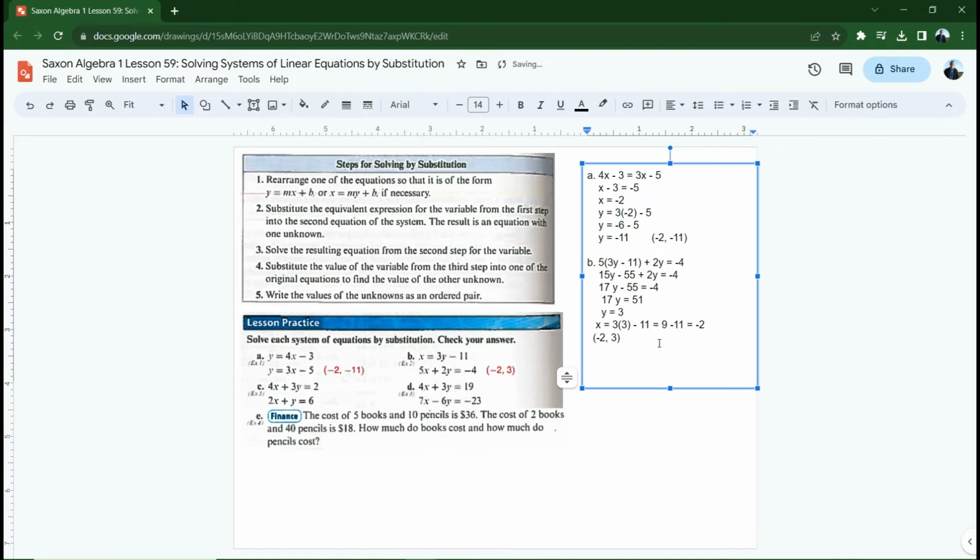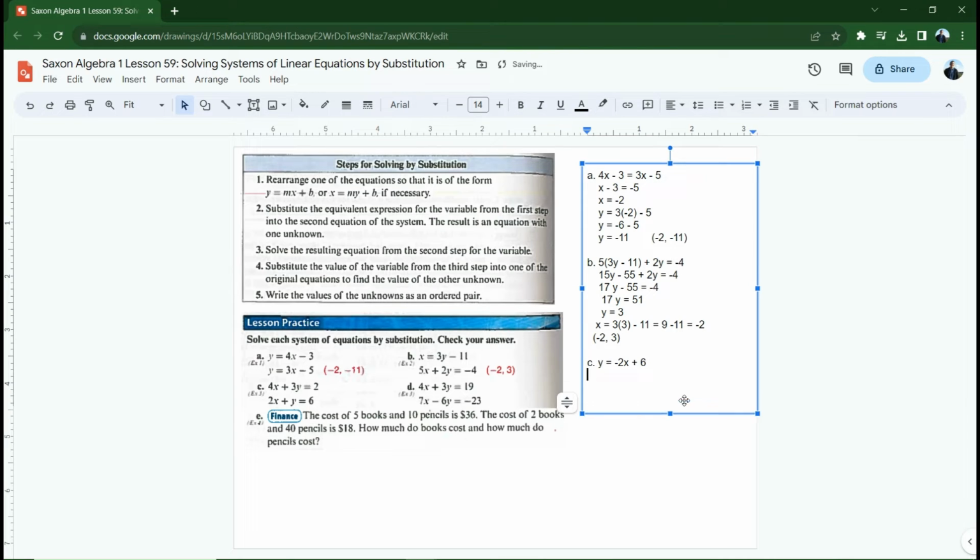Let's go on to letter C. In letter C, I have these two equations. I notice that neither of them is in slope-intercept form. But I noticed that the second one is really easy to put into slope-intercept form. So that's what I'm going to do. I'm going to rewrite the second equation, y equals negative 2x plus 6. I'm going to subtract 2x from both sides. Notice when I subtract 2x from both sides, I get y on a side by itself.